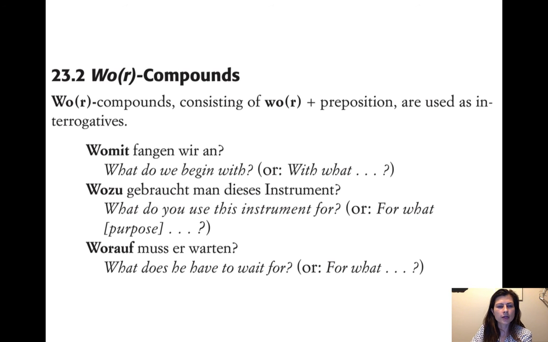Okay, so wo compounds, sometimes with the r, if of course the preposition begins with a vowel. So womit fangen wir an? What do we begin with, or with what do we begin, right? So womit, with what? What do we begin with? What with do we begin? Wozu gebraucht man dieses Instrument? What do you use this instrument for? Wozu, it just means what purpose for, what for. And then worauf muss er warten? What does he have to wait for, or for what?